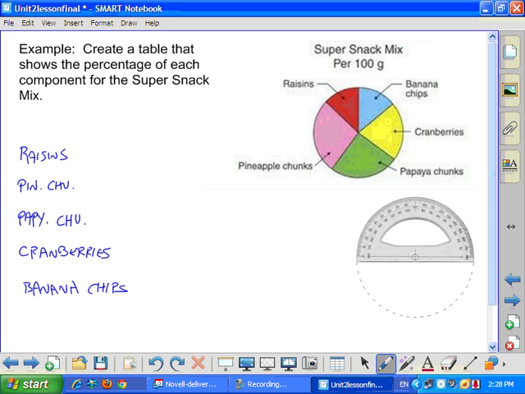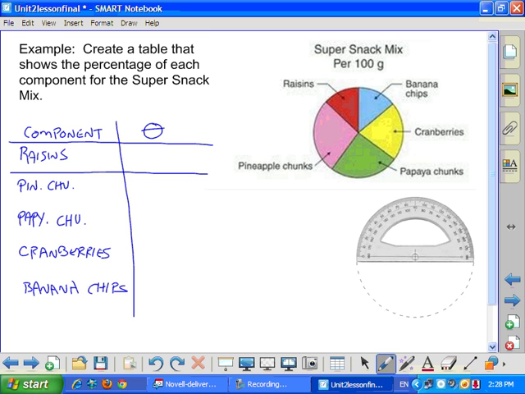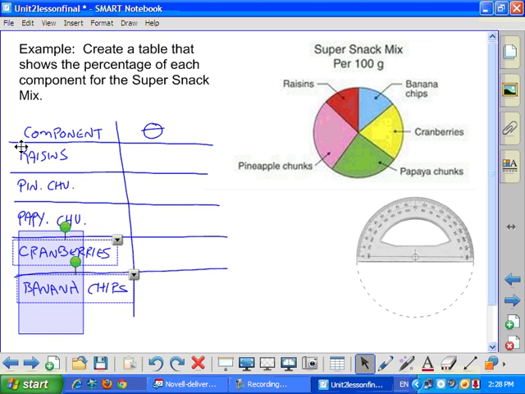All right, and what I'll do with that, I'm going to create a chart with the component. So that's my heading for the first one. Component and the angle. The angle is my second column here. So I'm going to take the protractor that you see there, and I'm going to measure the angle of each sector in the pie graph.